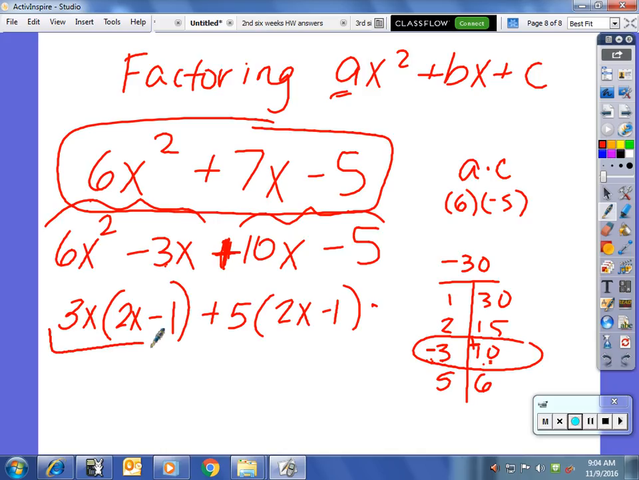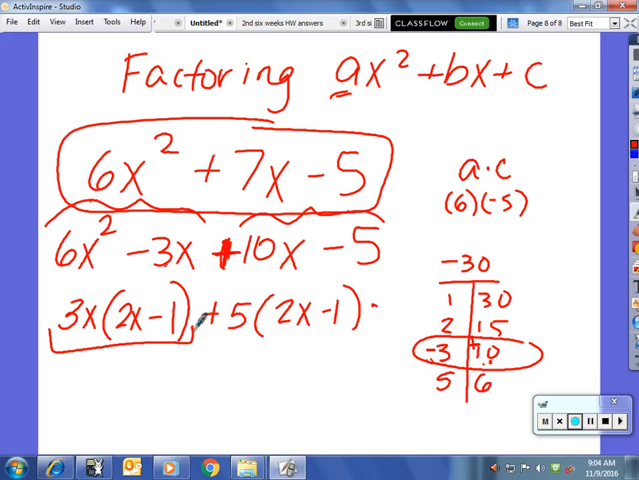is this is a giant product. Do you see how that's 3x times 2x minus 1? And this is a giant product of 5 times 2x minus 1. What are they both getting multiplied by? Well, both of these, what do they have in common? What does this have in common with this? 2x minus 1. So we're going to take out the 2x minus 1. The GCF now is a whole binomial, not just a number. So we're taking out the 2x minus 1 because it's in common to both of these.